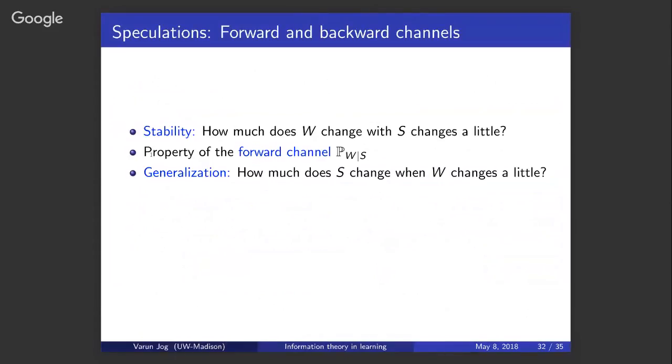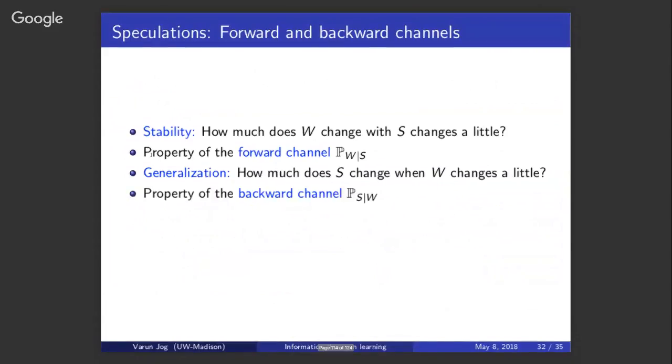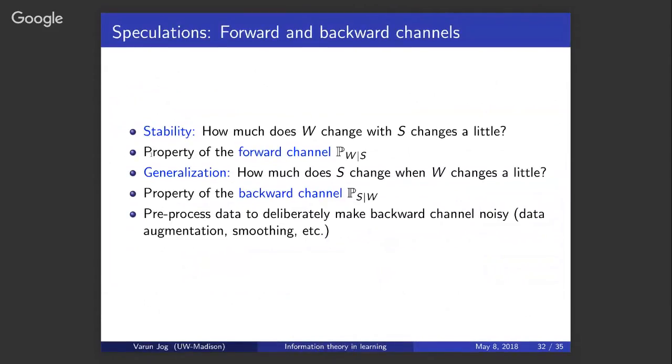Looking at the bounds that we have, the Wasserstein bound as well as the mutual information bound, they both seem to suggest that generalization is like how much does the S change when your W changes a little bit. So it seems to be a property of the backward channel. This is just a very high level, not even a very deep observation, but it seems like stability is forward, generalization is backward. Sometimes stability implies generalization and vice versa, because roughly if the forward channel is noisy, then the backward channel is also noisy. But maybe you can use this interpretation to pre-process the data to deliberately make the backward channel noisy sometimes, and maybe that will increase your generalization performance.